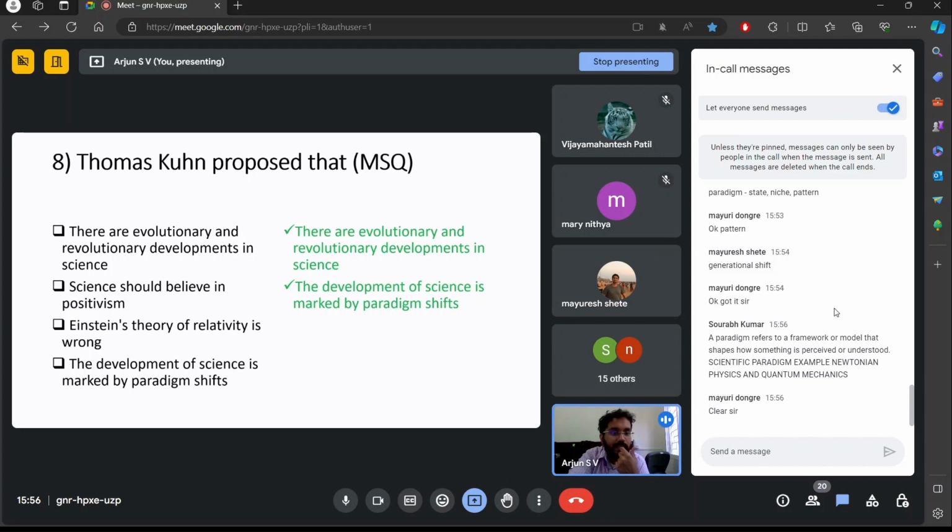Okay, Shauruk Kumar is saying a paradigm refers to a framework or a model that shapes how something is perceived or understood. A scientific paradigm example is Newtonian physics and quantum mechanics. Exactly, precisely. There were some questions which we couldn't answer using classical mechanics, so questions in classical mechanics started getting saturated. People started shifting more towards quantum mechanics and started explaining state vectors, and they started solving problems through quantum mechanical phenomena.